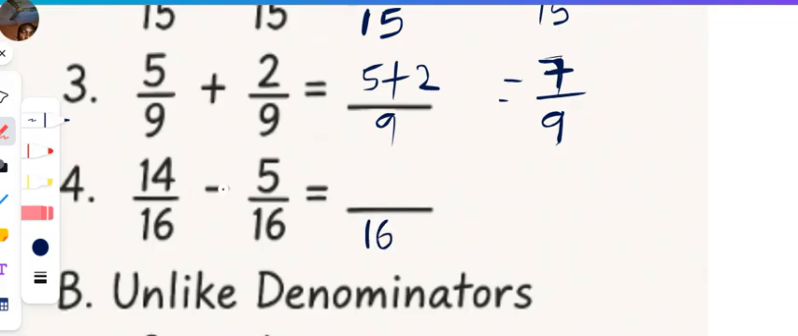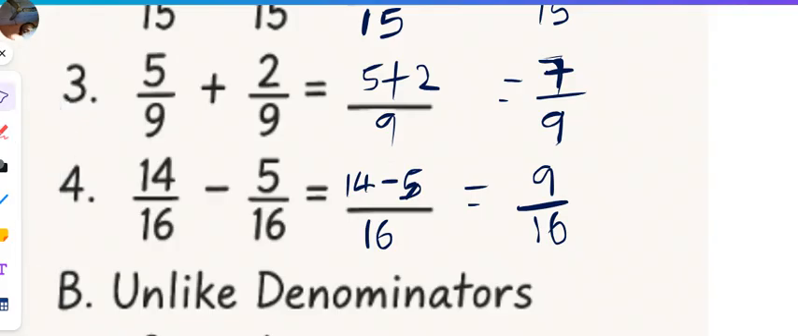And then the sign is subtraction now. So that's going to be 14 minus 5. And guess what the answer is going to be? 14 minus 5, that's 9 now. Okay, 9 over 16. Unfortunately, there's no other number that both 9 and 16 can divide without a remainder. So that example is done too. That's pretty easy, right?